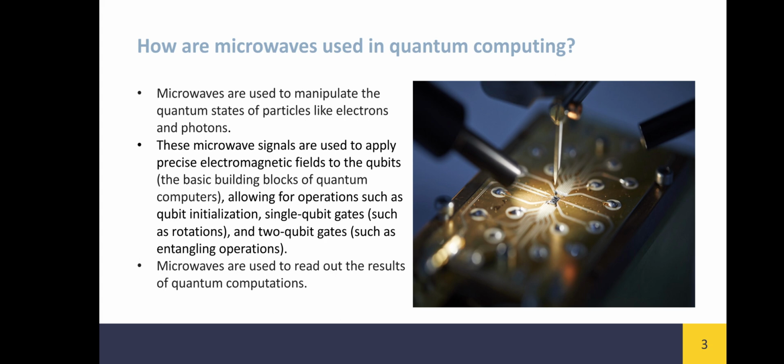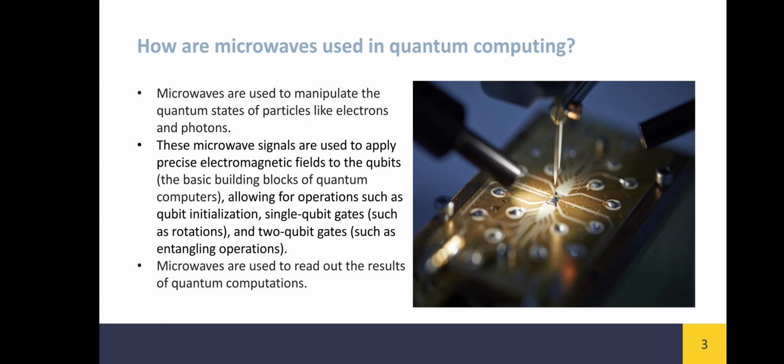So now let's discuss how microwaves are used in quantum computing. Microwaves are an essential component in certain types of quantum computing systems, particularly those based on superconducting qubits. Microwaves are used to manipulate the quantum states of particles like electrons or photons. These microwave signals are used to apply precise electromagnetic fields to qubits.